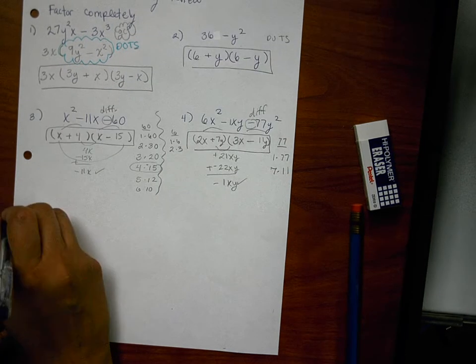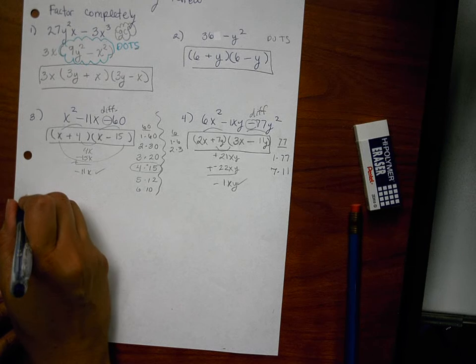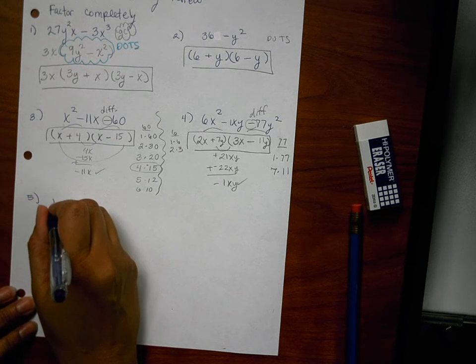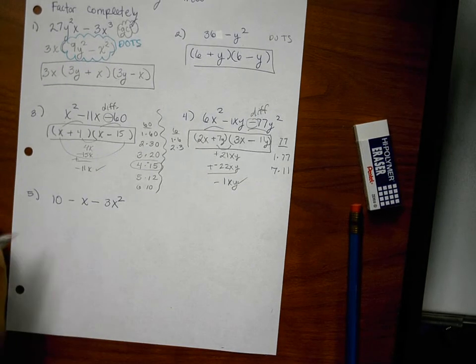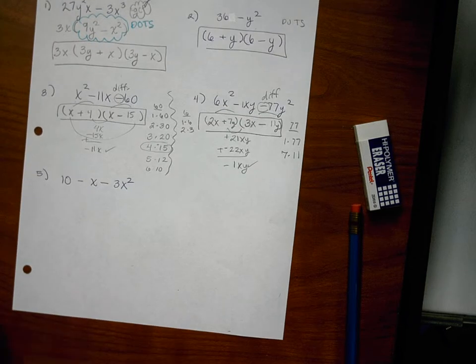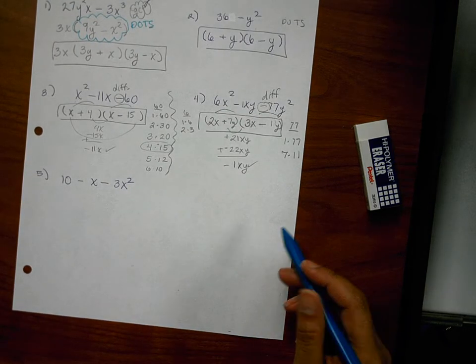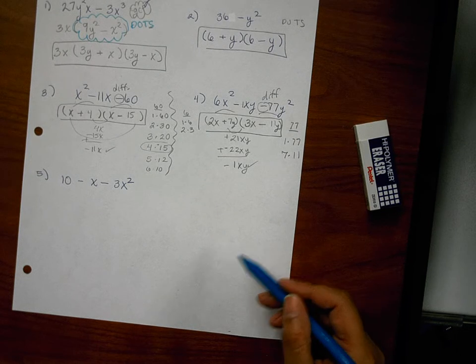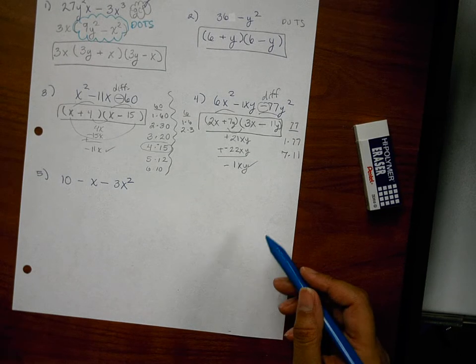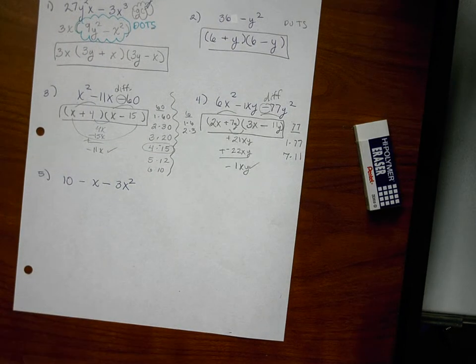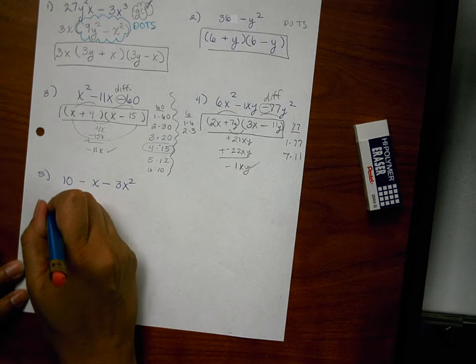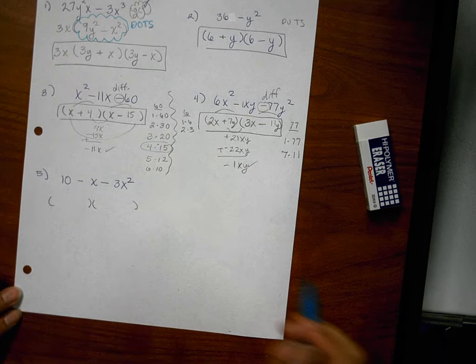Okay, number 5. 10 minus x minus 3x squared. All right, kids struggle with this one because it's backwards. The best advice I can give you is if it's backwards, leave it backwards and factor it. Because if you try to flip it around, you end up with the negative in the front. You could factor the negative, but then kids end up messing it up. It's best if you can just learn and train your brain on how to factor it backwards.